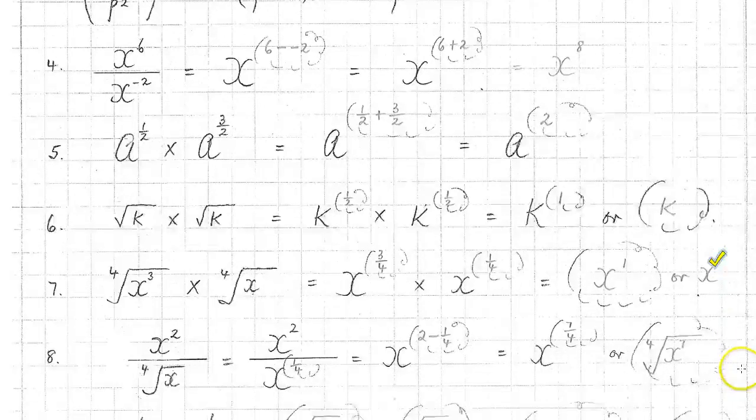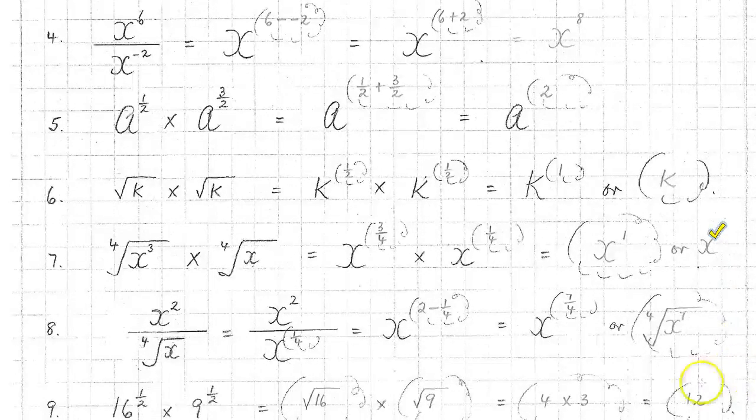Number 8. On the bottom, you get x to the power of 1/4. I'm going to subtract that from the top power, which is 2. You get 2, take away 1/4. And that's 8/4 take away 1/4, which is 7/4. And remember, the power 4 on the bottom there means the 4th root of x to the power 7.